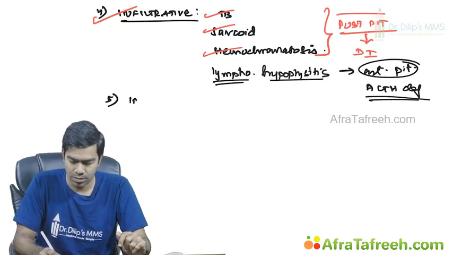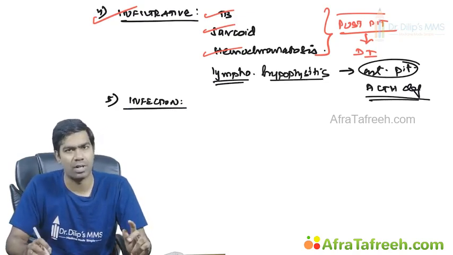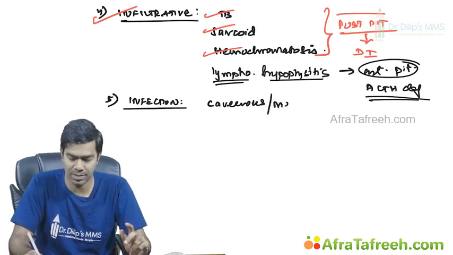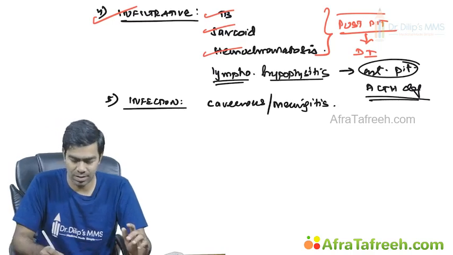Number 5. If you get an infection or an abscess, examples being cavernous sinus lesions like cavernous sinus thrombosis or meningitis, especially tuberculous meningitis, it can result in this problem. So infections and abscess formation.